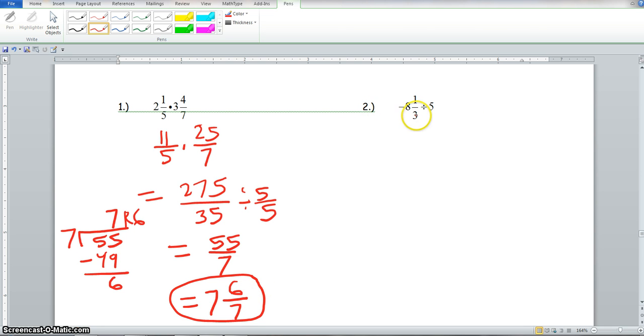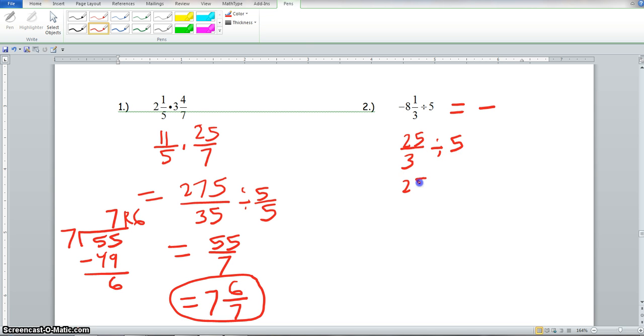Now we come here to number 2. The first thing you notice here, we have a negative divided by a positive. So we know our final answer is going to be negative. We can write our final answer over here. Now, this is what we need to do. We need to change this mixed number to an improper fraction. So we know our denominator would stay 3. 8 times 3 is 24 plus 1 is 25. We don't need to bring the negative down because we have the negative here signifying our answer is going to be negative. Now we divide that by 5.